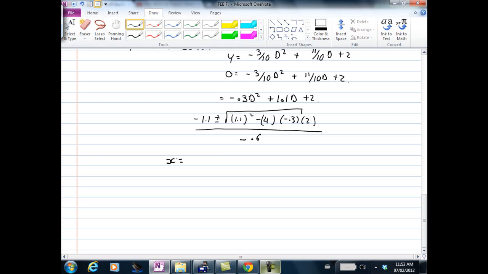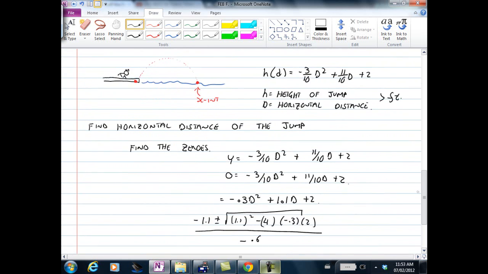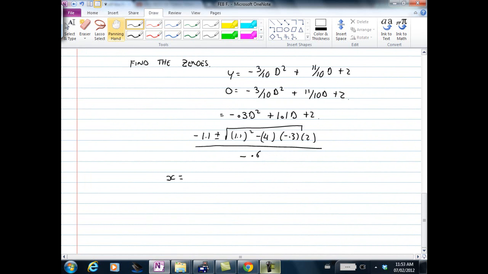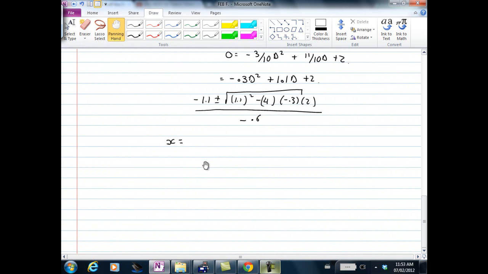X equals to... so solve my two answers. Now look at what you have. X equals to negative 1.3 is one of them. There's one more answer. 5 is another answer. So a lot of you are asking me, so I have two answers.